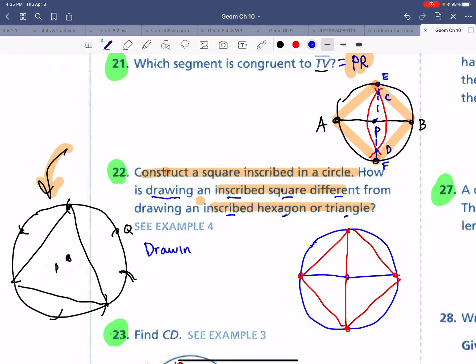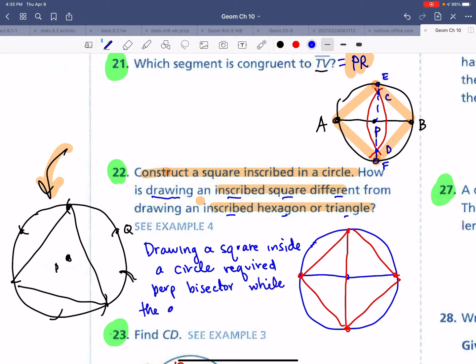Well, drawing a square inside a circle required us to use the steps for perpendicular bisector, while the equilateral triangle was just steps copying the radius multiple times. So very different steps.